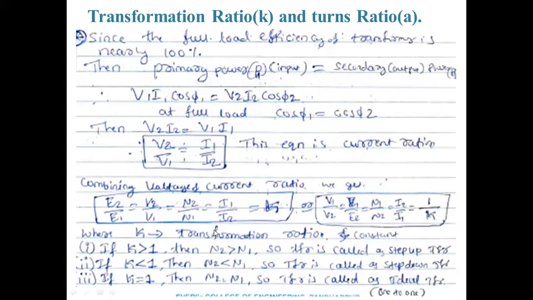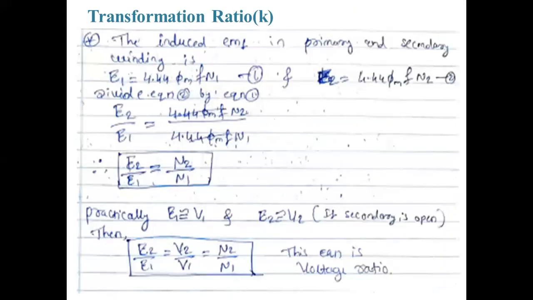So if K is greater than 1, then N2 is greater than N1, and the transformer is called a step up transformer. If K is less than 1, then N2 is less than N1, so the transformer is called a step down transformer. If K equal to 1, then N2 equal to N1. Actually, that is ideal. We call it an ideal transformer or null transformer. So this is the transformation ratio of a single phase transformer. I'll dictate this in the next class.